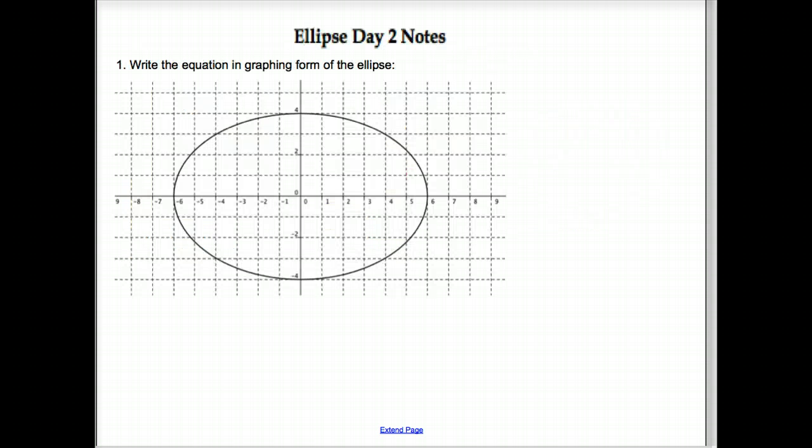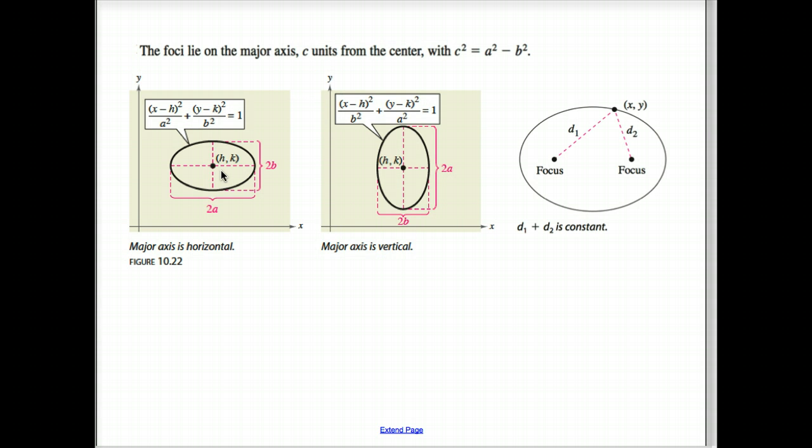So, writing the equation in graphing form of the ellipse. We need a certain minimum amount of information, and what we're going to need right now is to know where those endpoints are, or those vertices. So we call this the vertex of our ellipse, or these are the vertices. Remember that those are from the center, and it's easy to see that the center is at 0, 0. This is 6 units, and that is our a.